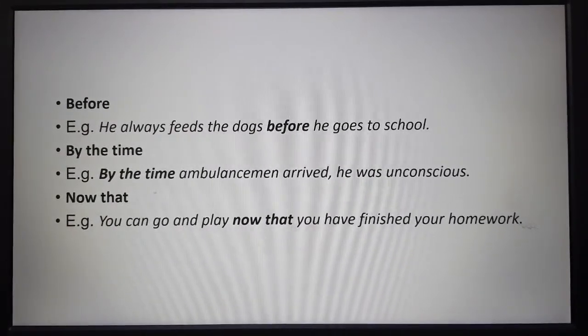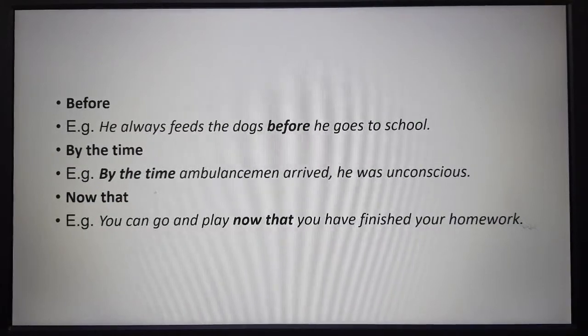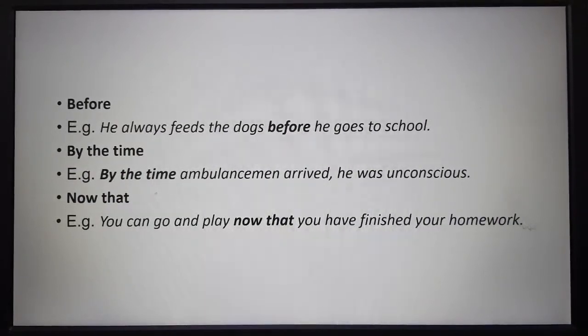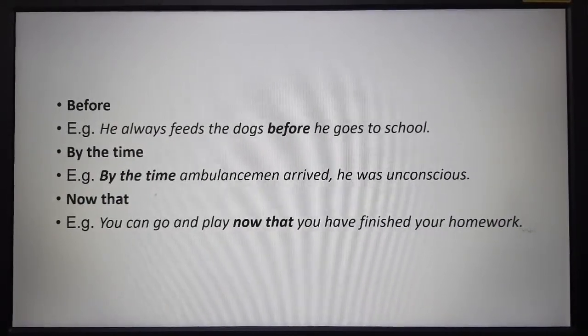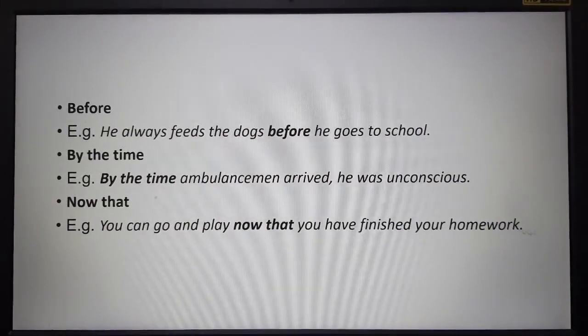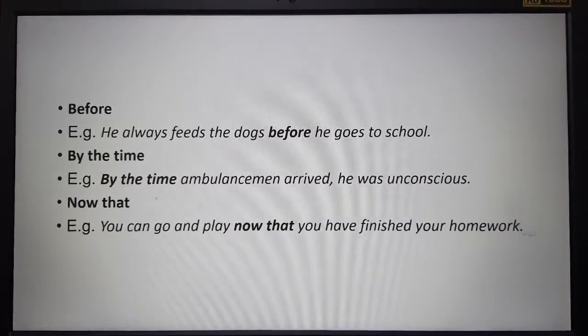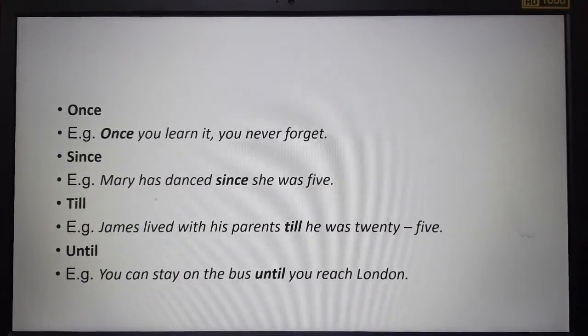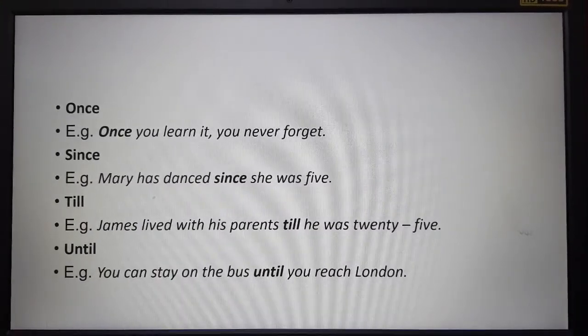Before: he always feeds the dog before he goes to school. By the time the ambulance men arrived, he was unconscious. You can go and play now that you have finished your homework. Once you learn it, you never forget.